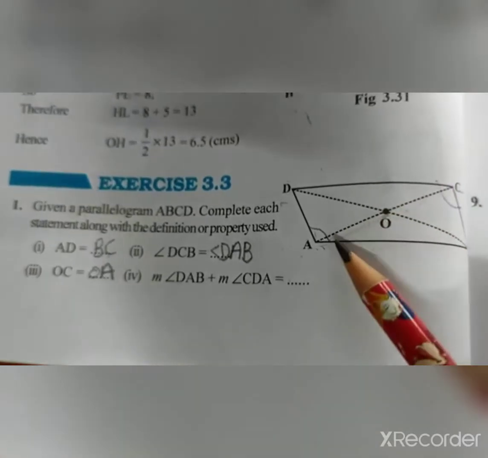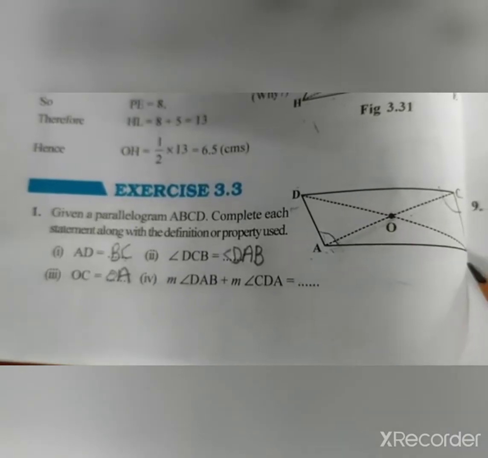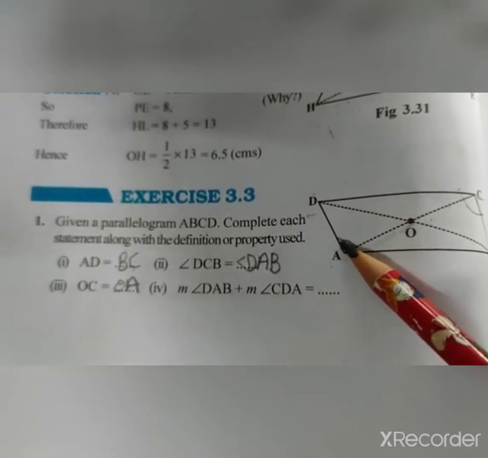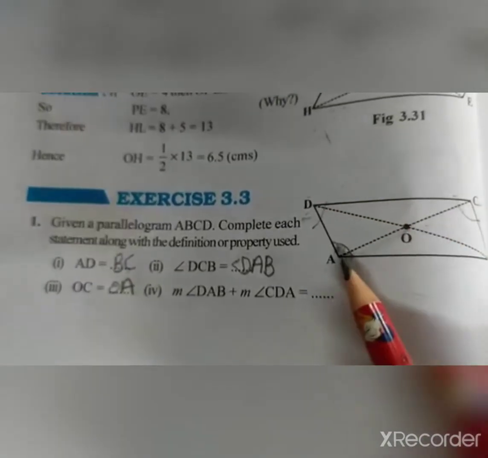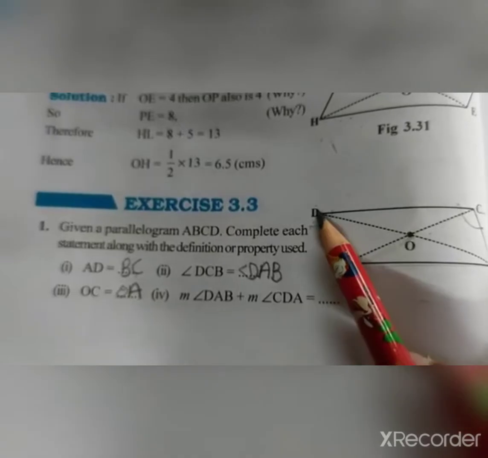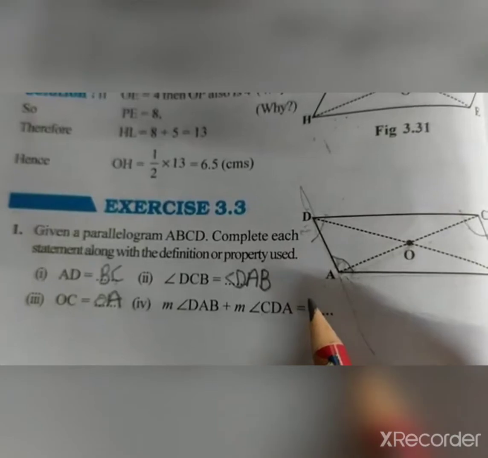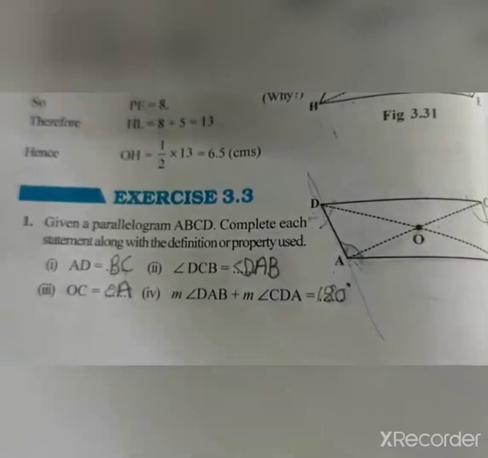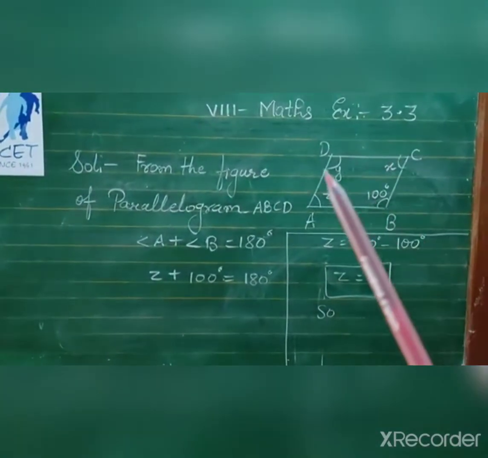Now the measure of angle DAB and CDA. That means this angle and this one. You can see here parallel lines, and the transversal of this is this. The sum of these angles will be 180 degrees.